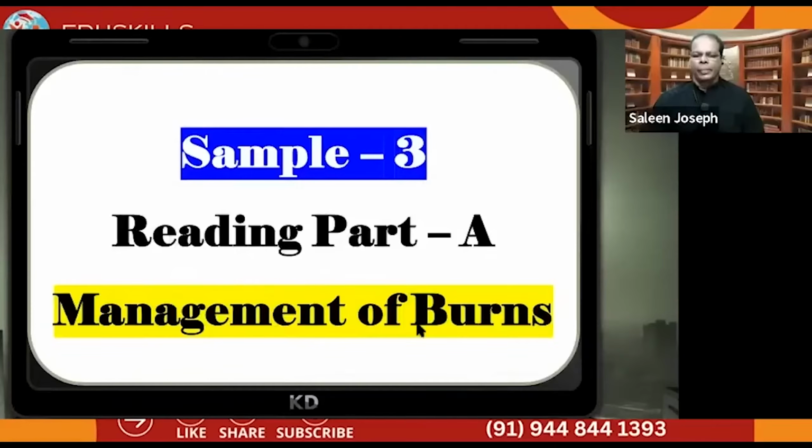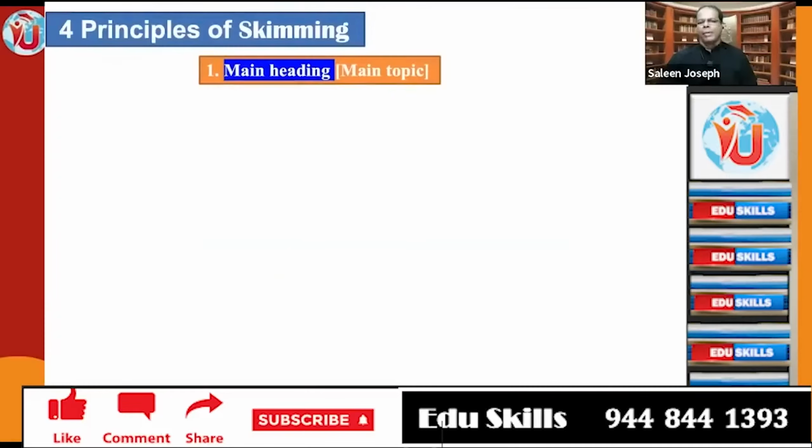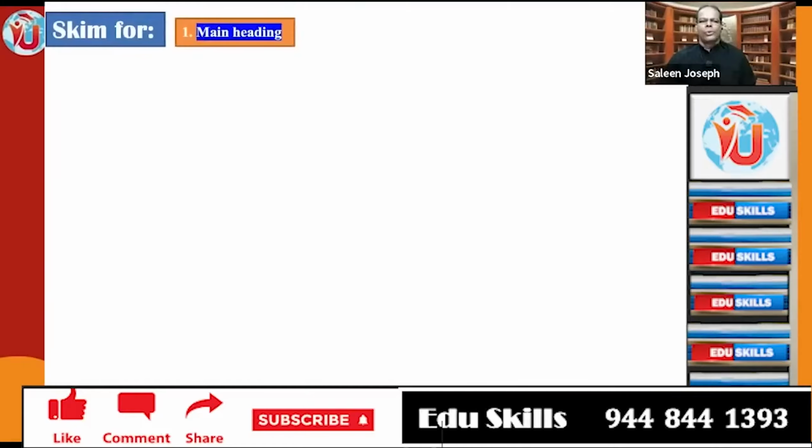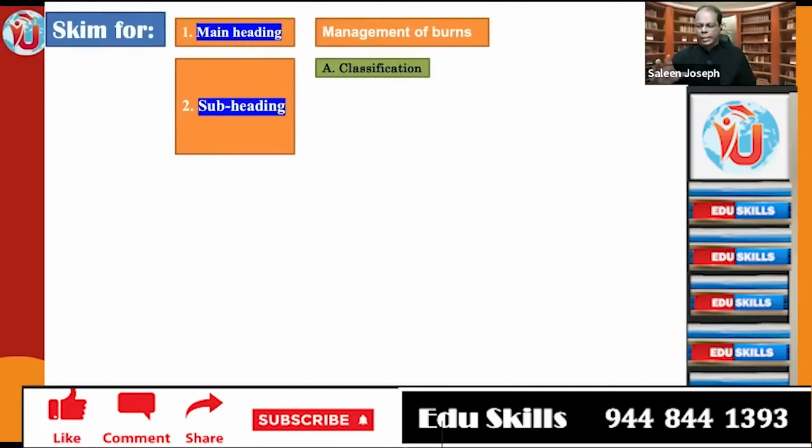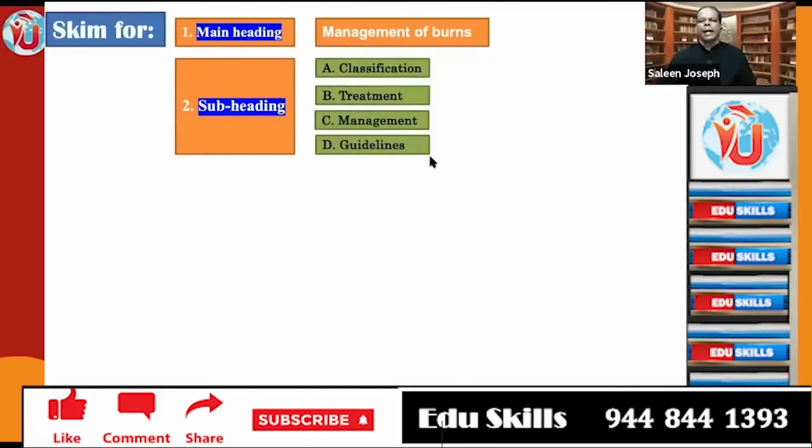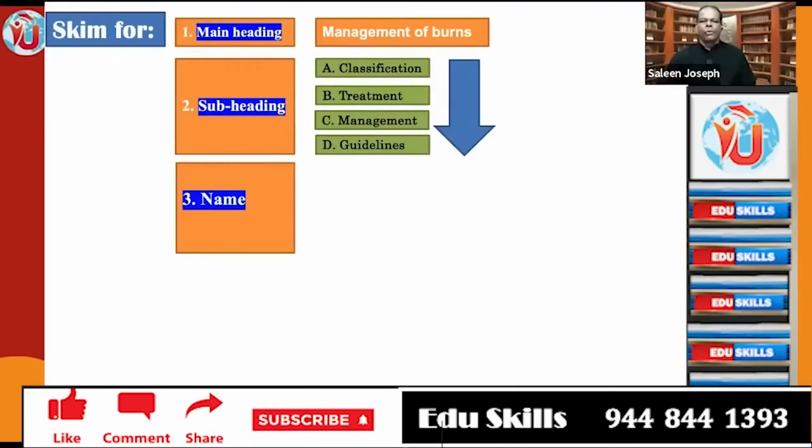Sample 3, reading part A, management of burns. Four principles of skimming. So what should you skim for? As I said, main heading is important. Here, management of burns. Then subheadings, which means the focus of each text. So here you have classification, treatment, management, and guidelines. Could you just write down these four things in your notebook fast? A, classification. B, treatment. C, management. D, guidelines. Now, third one, you have to look for names.